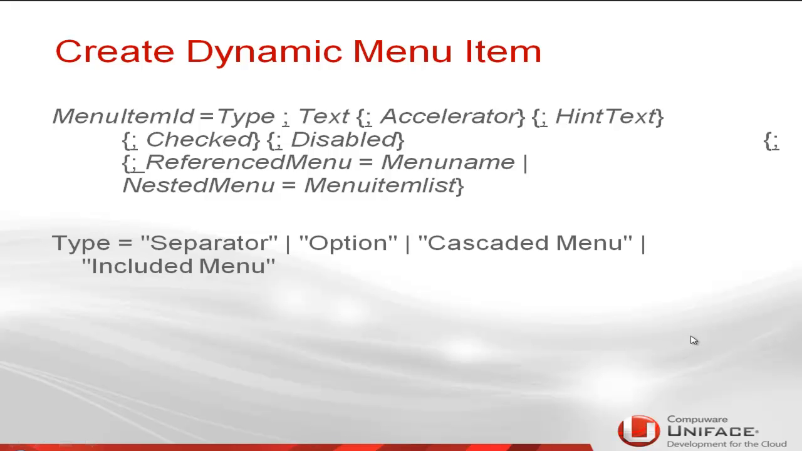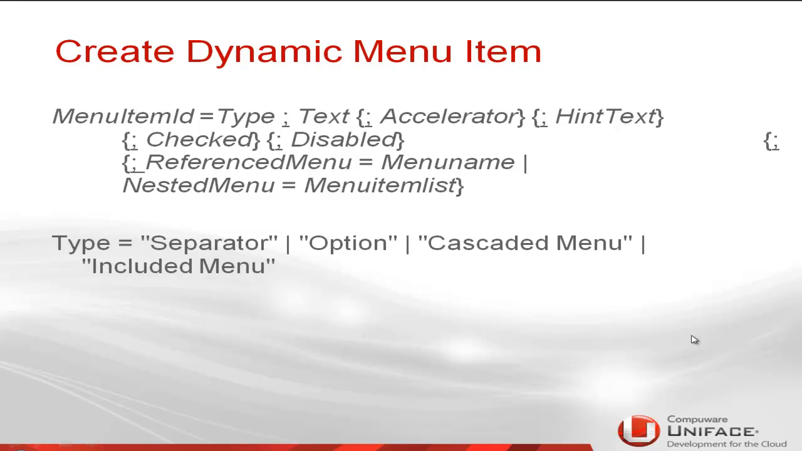As you can see here, a dynamic menu item is defined as a Uniface list. An item is identified by an item ID, which has two mandatory attributes, type and text. A normal item will have type option, but on this location you can also include or cascade another menu, which can also be static or dynamic.